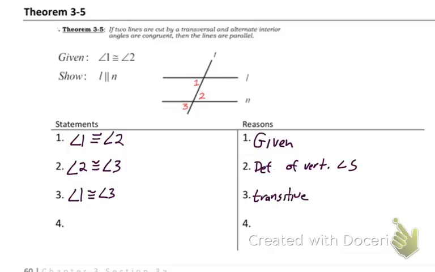Yeah. You could have used substitution because realistically I could say I'm replacing 1 with 2. That technically is substitution. But transitive is a much stronger, better way to say it, because if you say substitution, you have to defend yourself.